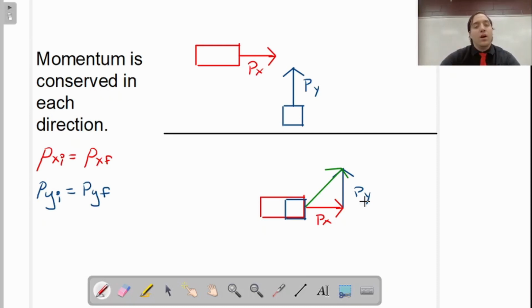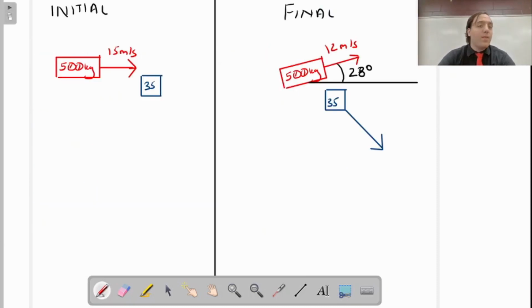It is unchanging. To look at a sample problem really quick. A 500 kilogram car is heading down the road at 15 meters per second when it strikes a 35 kilogram barrel initially at rest. After the collision, the barrel is flying off to the side and the car is heading this way, 28 degrees off the positive x direction at 12 meters per second. What is the velocity of the barrel?